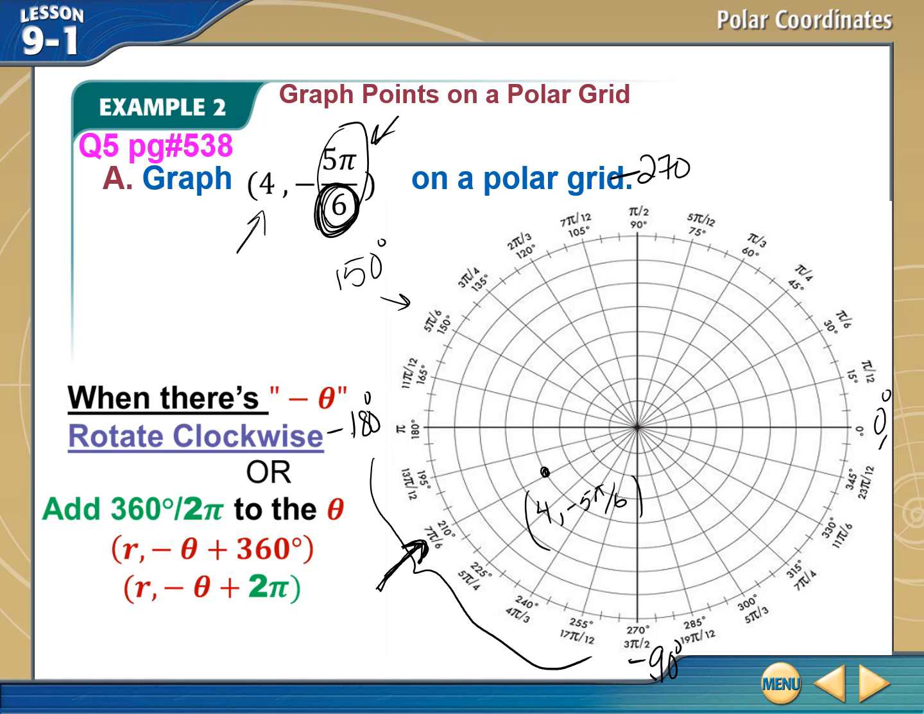Now if you have a problem in doing this trick, what I told you is, in negative 5π/6, in your theta, add 360 degrees or 2π. 12 minus 5 is 7π/6. So see, I was over here at 7π/6, and r is 4, the distance from the pole is 4. So this is our answer.